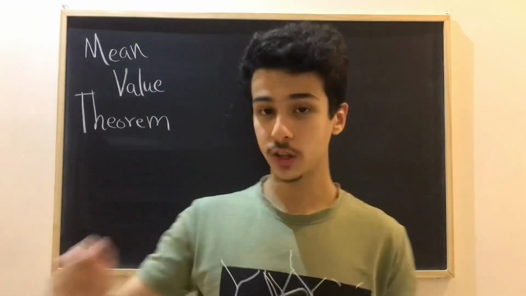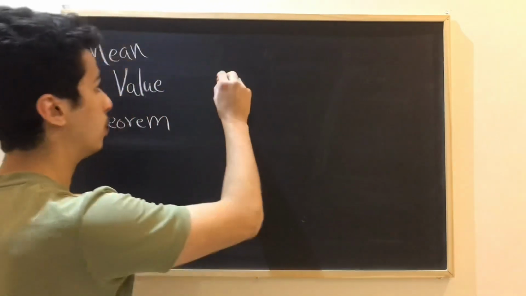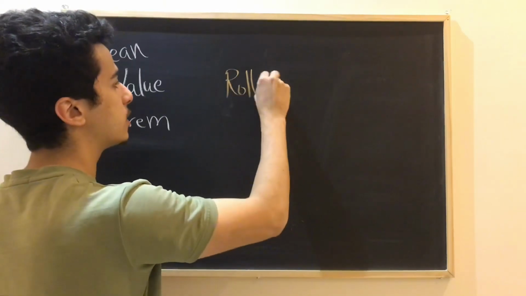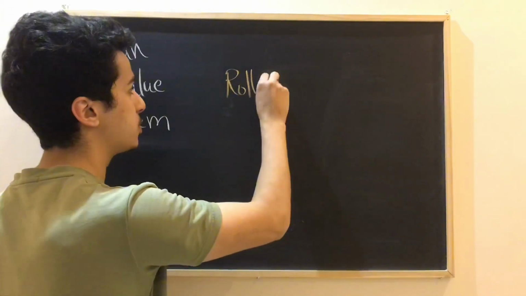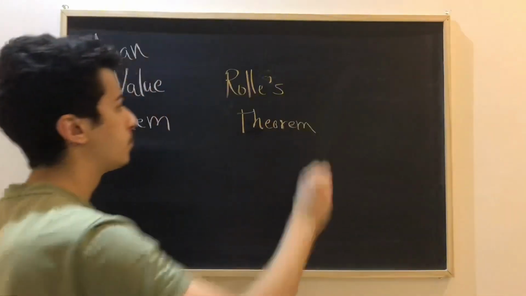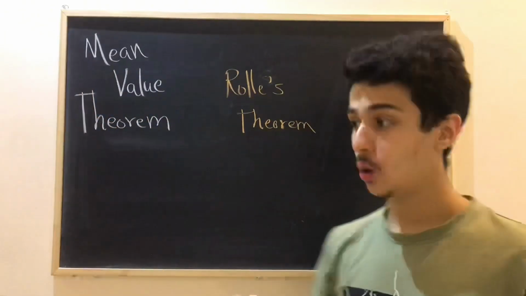Now, before proving the mean value theorem, we have to acquire a tool, and that tool is Rolle's theorem. That's not an S, an apostrophe. Damn it, I can't write anything anymore. There we go. Rolle's theorem. We have to prove Rolle's theorem. And why would we do this?